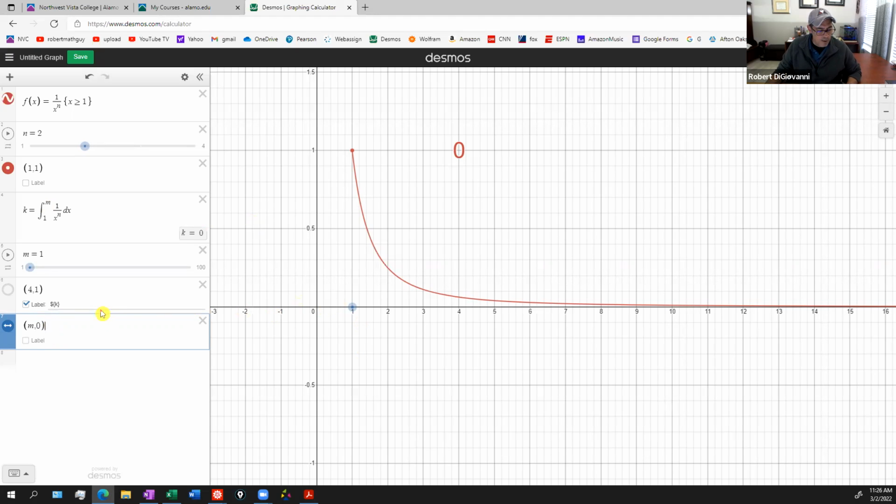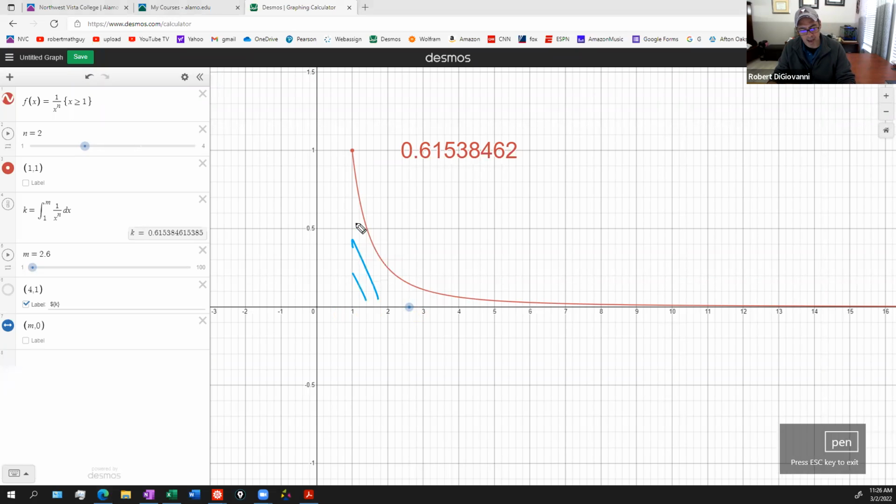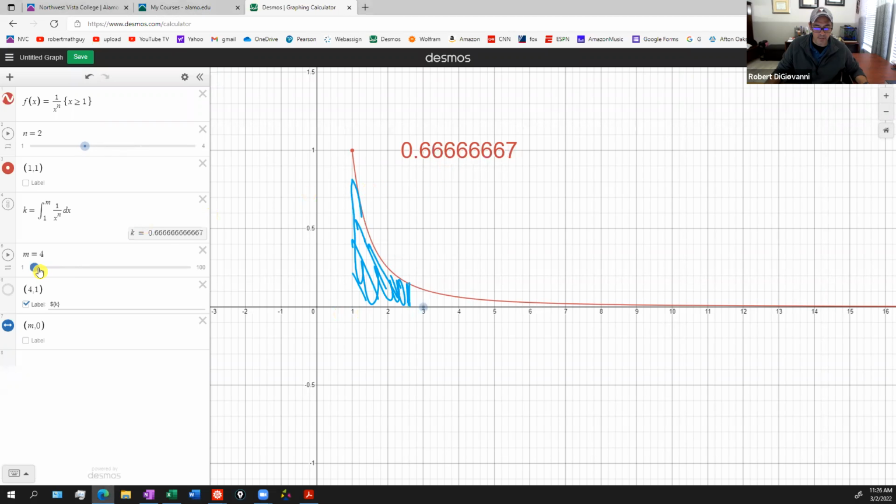Okay, so what I'm going to do here is drag this point to the right. What's actually happening here is the computer is adding up this area all the way to this point right here, and it's giving me the numerical value right there. So right now, if I stop right here, the area is 0.615. Now I'm going to keep dragging this to the right and just watch what happens.